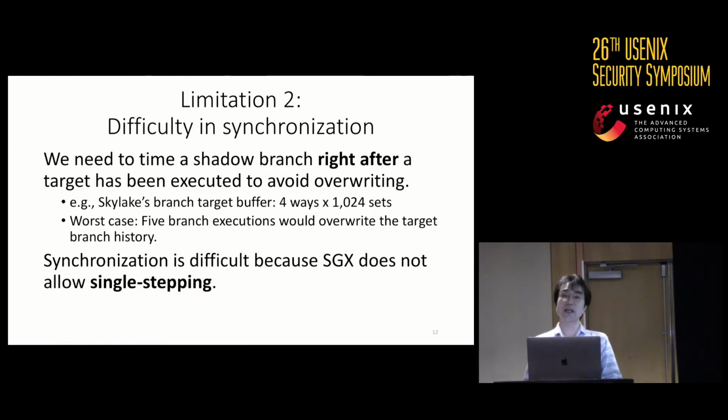Second, to avoid branch history overriding, we need to time a shadow branch right after the target branch instruction has been executed. This is because the CPU's internal structures to maintain branch history are finite. For example, Skylake CPU's branch target buffer is a cache consisting of 4 ways and 1024 sets. Thus, in the worst case, 5 consecutive branch executions would override a target branch's history. However, because SGX doesn't allow a single stepping mode to avoid attacks, it's difficult to synchronize target and shadow branches.